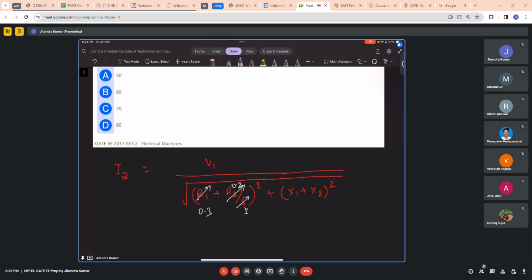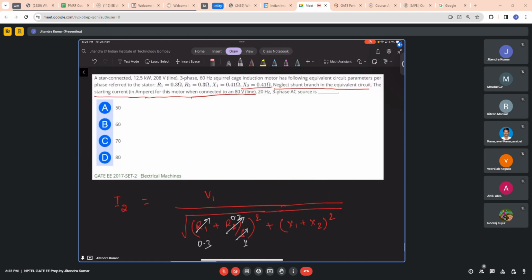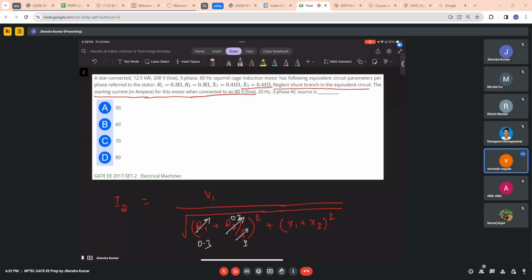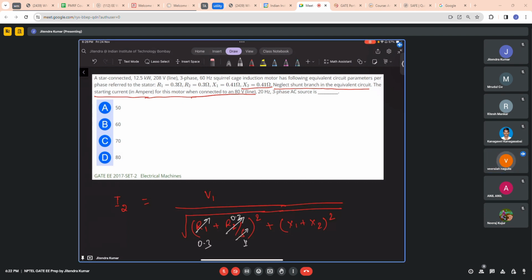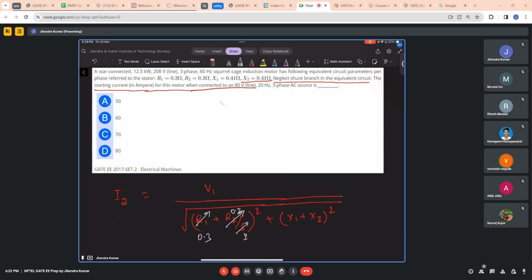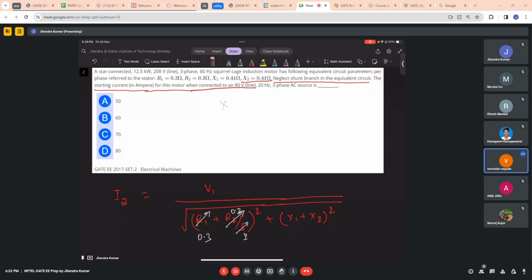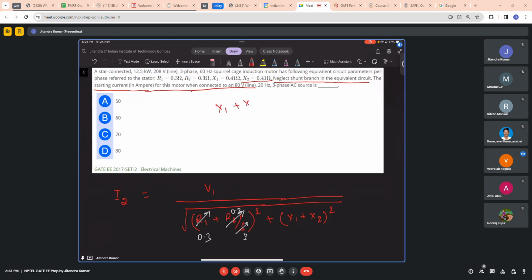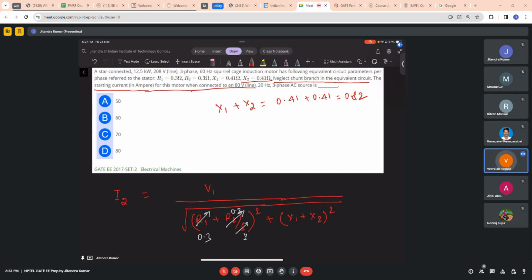Now, X1 and X2 are dependent on frequency. Initially, X1 is 0.41, I'm sorry, X1 plus X2 will be 0.41 plus 0.41 as given in the problem. So it will be 0.82, right? And this 0.82 was at 60 hertz.